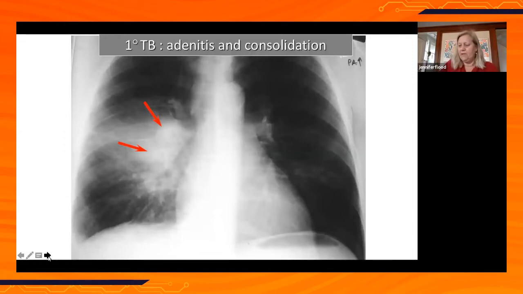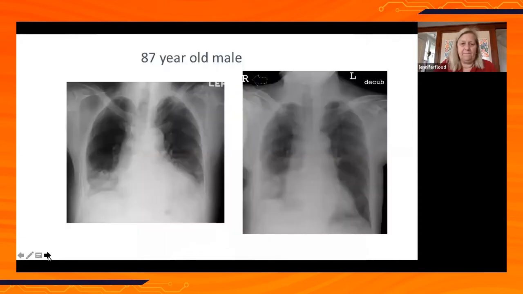Now, here's an example of a patient that has TB that is very recently acquired. In adults, when TB occurs soon after infection, we sometimes call that primary TB. You may see adenopathy in the early phases of disease, but this is much less common than in children. It is more often found in those with HIV, for example. This picture demonstrates not only adenitis, but consolidation that occurs nearby.